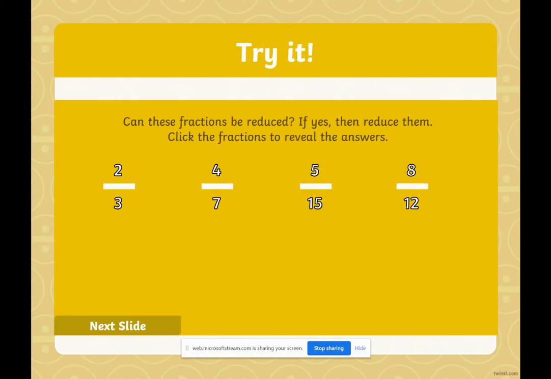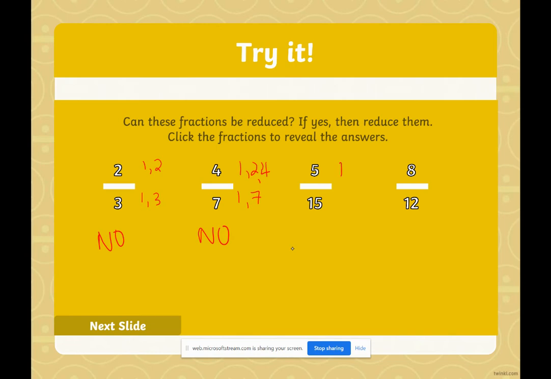So let's see if we can reduce these fractions. 2 out of 3, let's write out the factors of 2 and 3. Well, the only common factor is 1, so nope, cannot be reduced. 4/7: 1, 2, and 4; 1 and 7. 7's a prime number, so whenever you see prime numbers involved, you can kind of have the instinct that it likely can't be reduced. Not always, but that's a nice clue to have. So again, the biggest common factor there is 1, so nope.